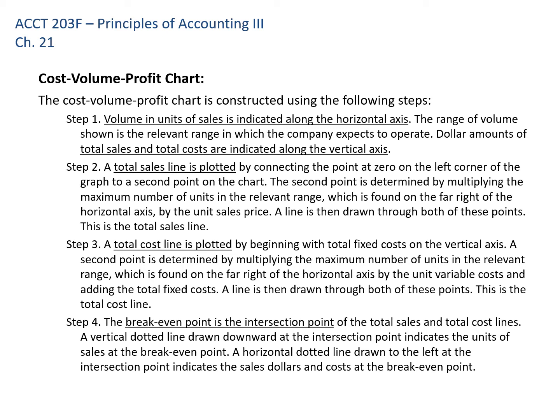So I'll calculate what are my total variable cost at my high level of quantity, and then I'll add that to the fixed cost to put another point there and draw a line between those two. Now the point where those two lines intersect is the break-even point.